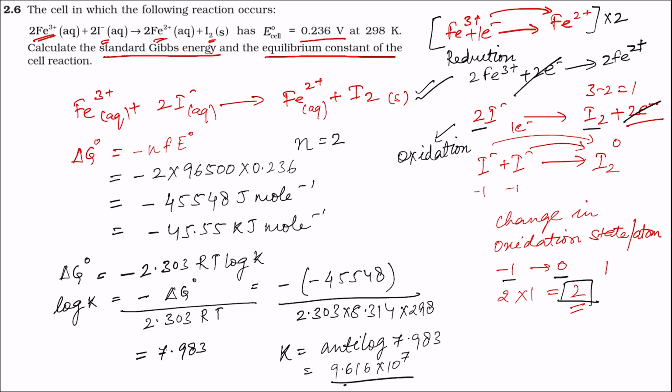So this is the value of equilibrium constant. Value of log K is 7.983. Therefore, K is anti-log 7.983, which is equal to 9.616 into 10 to the power 7.